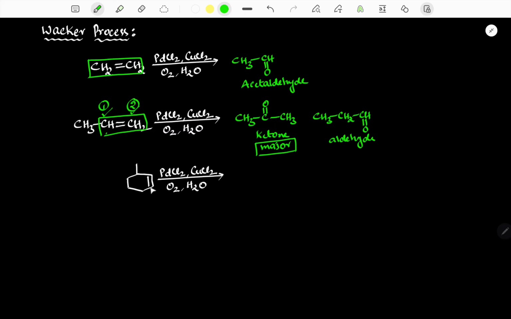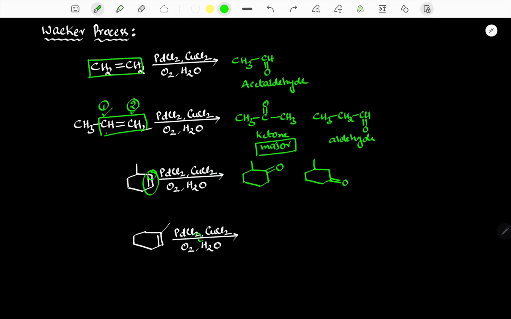When this alkene is treated with PdCl2 and CuCl2, there are two possibilities. So we can write the first possibility. At this carbon, we can add double bond O, and at this carbon, we can add double bond O. Among these two, major cannot be decided. If a ketone and an aldehyde are both forming, we can say ketone is major. If both are aldehydes or both are ketones, in this case we generally do not decide the major product.